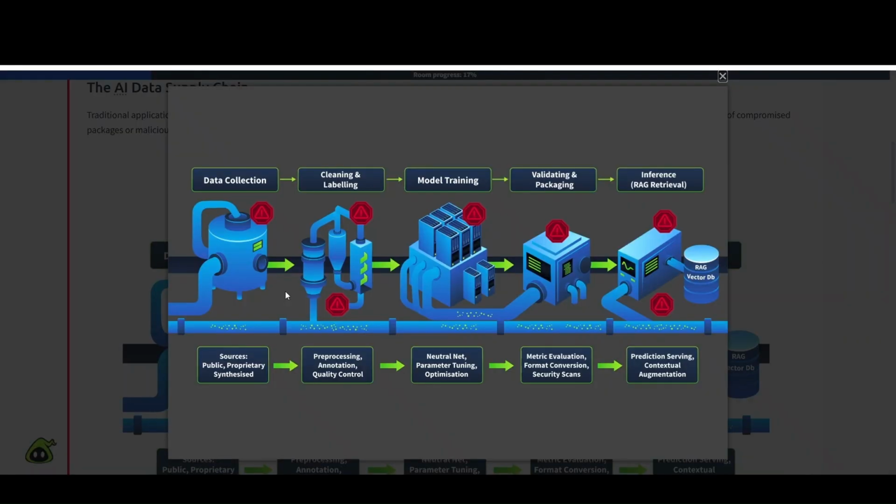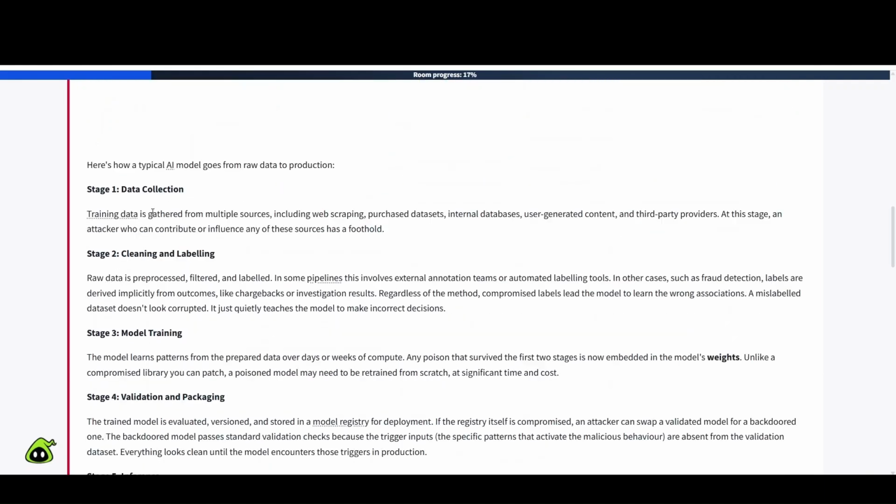Okay, so another infographic here. We have data collection, cleaning and labeling, model training, validation and packaging, and inference, RAG retrieval. And down here at the bottom: sources, public, proprietary, synthesized, processing, annotation, quality control, neural net, parameter tuning, optimization, metric evaluation, format conversion, security scans, prediction, serving, contextual augmentation. Here's how a typical AI model goes from raw data to production.